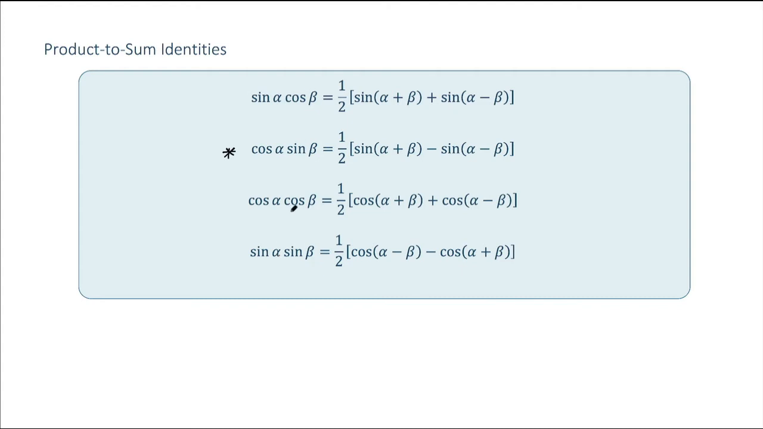So these are the product to sum identities. I'm going to go ahead and prove one of these for you so that you can see how it works. To do that, I'm going to look at just this first one, and I'm going to look at the more complicated side. So we're going to start with 1/2 times the sine of alpha plus beta plus the sine of alpha minus beta. And then we're just going to simplify this and hope that we get sine of alpha times cosine of beta.